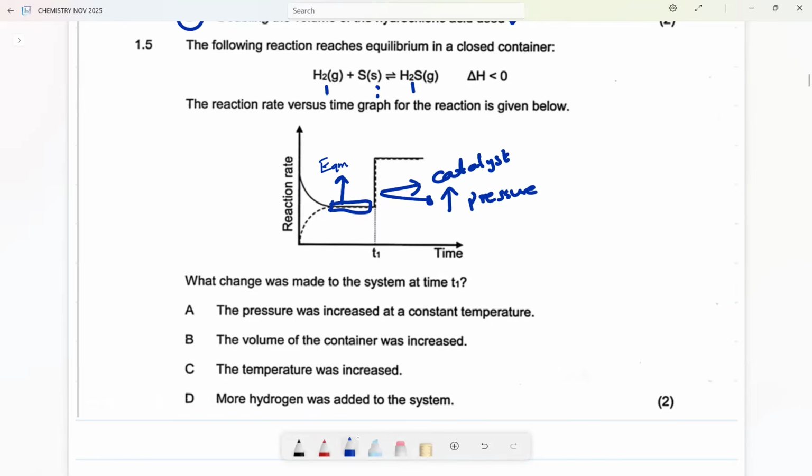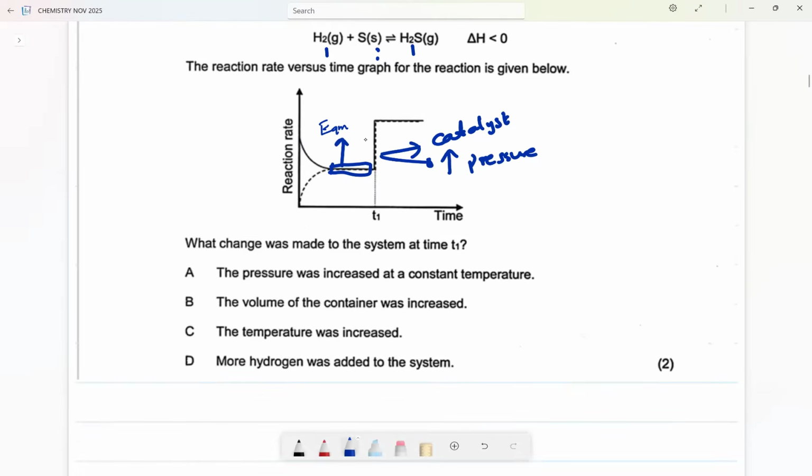Okay, an increase in pressure. So what changes were made to the system at T1A? The pressure was increased, yes. This one is an option. The volume was increased, no. The temperature was increased, they told, okay, no. No, no, no, no. More hydrogen was added, no.